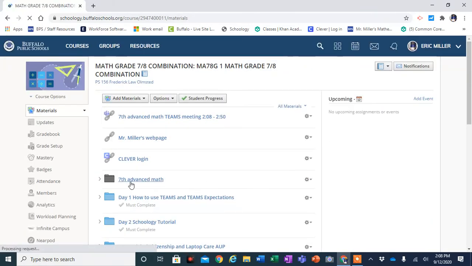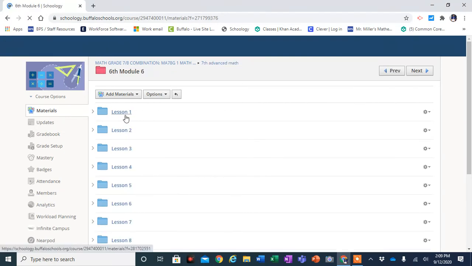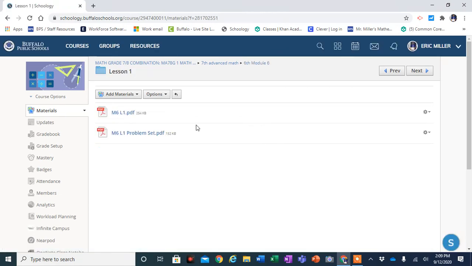You have a folder called 7th Advanced Math, and you have a similar thing. Module 1, which is 7th grade, Module 3, 7th grade, Module 4, 7th grade, but then you're going to do 6th grade, Module 6, which has my handouts in it, but it does not have an answer key because I have not taught it before. So it has a handout for the lesson and for the problem set.